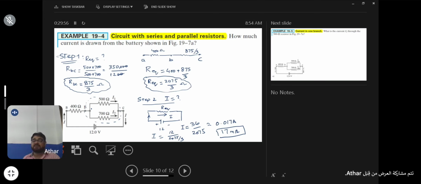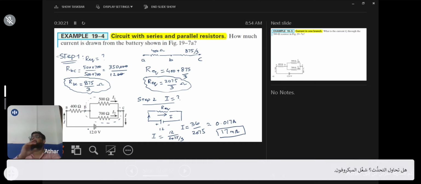But why is it not saying current through 400? It's the I. Already we found 17 milliampere for 400, because the 400 is attached to the same terminal with the battery. So what is the amount of current through 400? The amount of current through 400 is 17 milliampere. About 500 and 700, we need to know the voltage first.